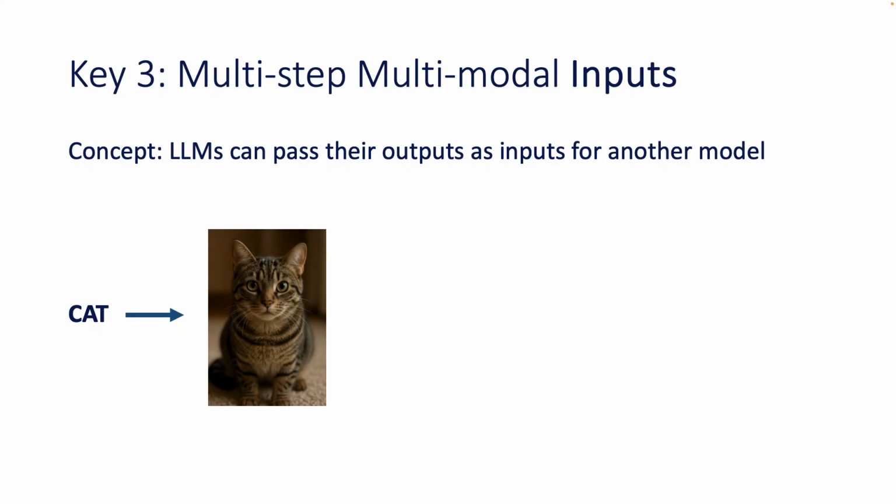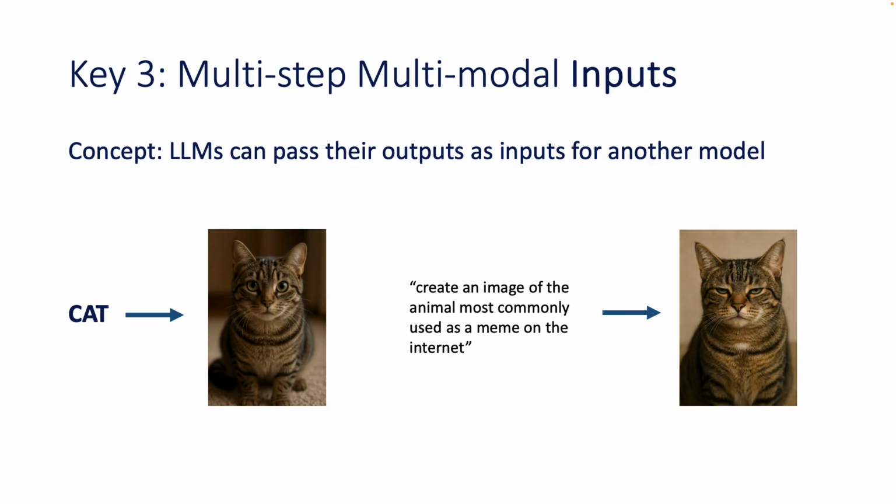So I say cat. And sure enough, it shows me a picture of a cat. I can say, create an image of the animal most commonly used as a meme on the internet. The input is that text. And what it's going to do is it's going to create an output. Honestly, I did not say cat here, right? What it did is it created an image of the animal most likely used as memes, which I think we all know, as common knowledge, is cats. And that is a very meme-worthy cat, if you ask me.